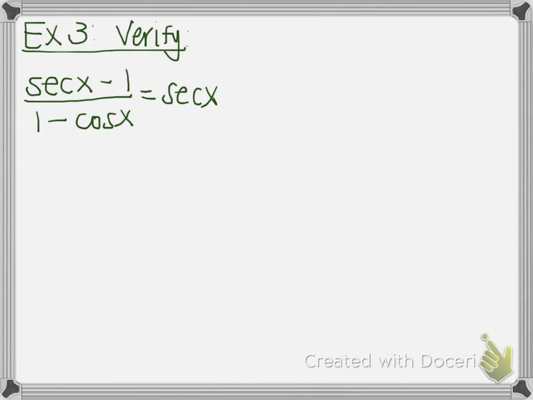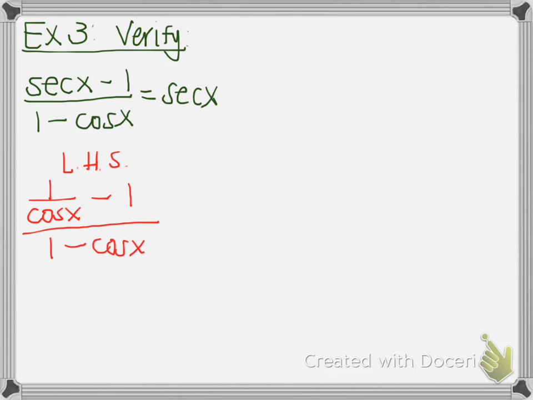Okay, so here again, we're going to start with the left-hand side because it looks more complicated. Here we're trying to get to secant x. Now we have secant x minus 1 over 1 minus cosine x. As of now, we can't do much. We have a secant and cosine, so let's get everything in terms of cosine, because secant x is 1 over cosine. So the numerator will be 1 over cosine x minus 1, all over 1 minus cosine x.